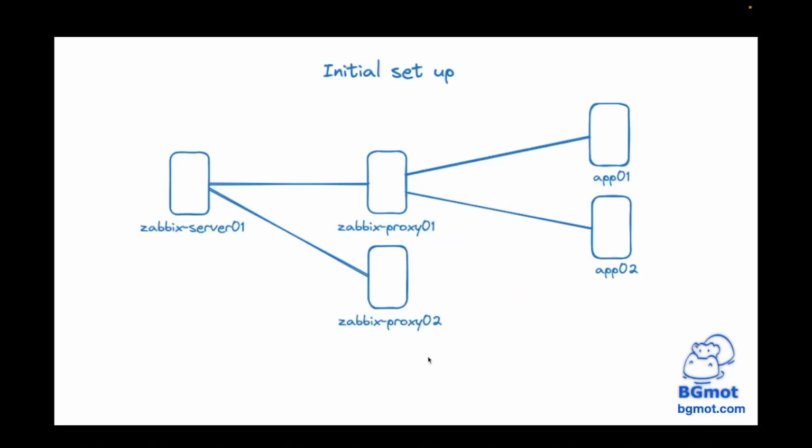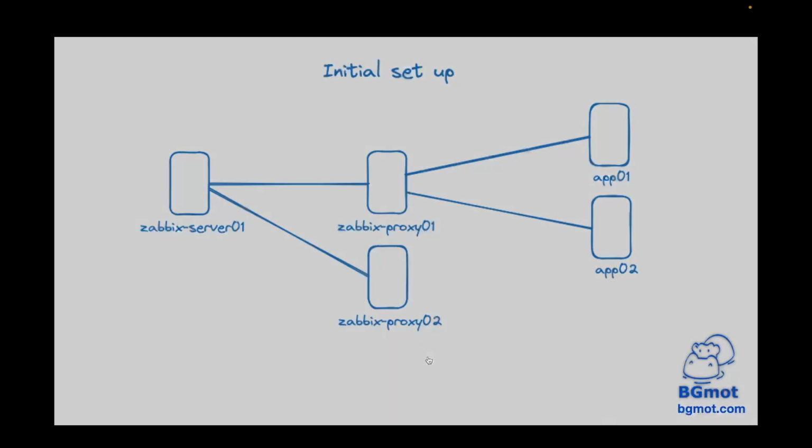This is our initial setup. We have one Zabbix server, two Zabbix proxies, and two application servers, app01 and app02. Both these application servers are monitored by Zabbix proxy 01. Proxy 02 is just idle. It doesn't do anything in this setup.